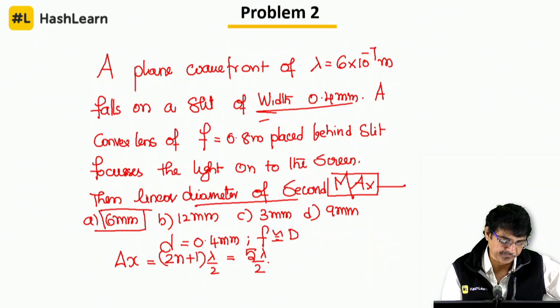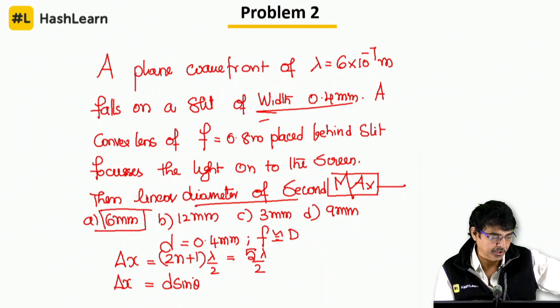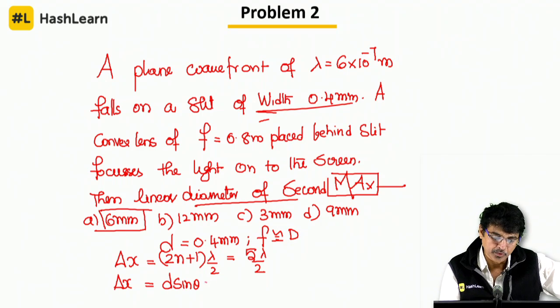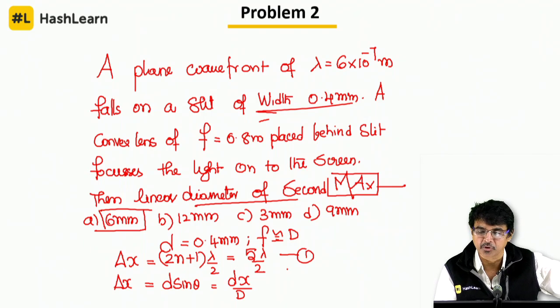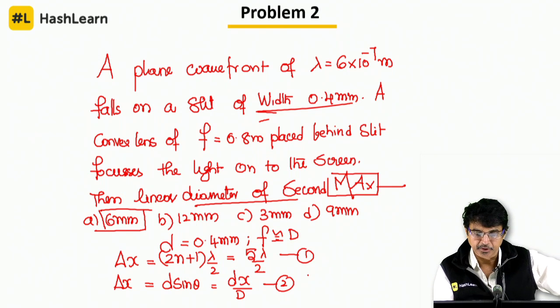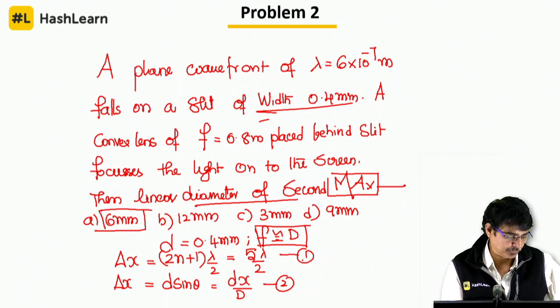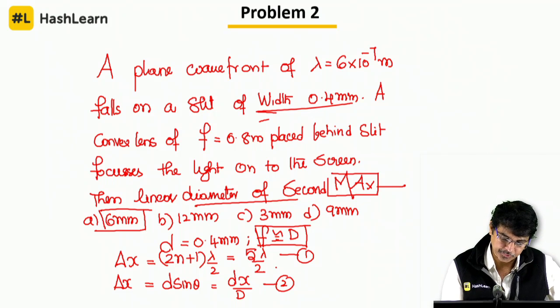This is delta x. But we know that delta x is equal to d sin theta. But sin theta is equal to tan theta is equal to x by capital D. Call it equation number 1, equation number 2. But just now I told capital D is nearly approximated with focal length. Then when you substitute that here, this is equal to 5 lambda by 2.